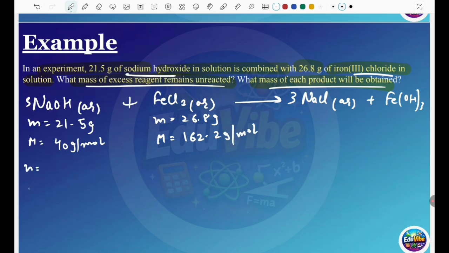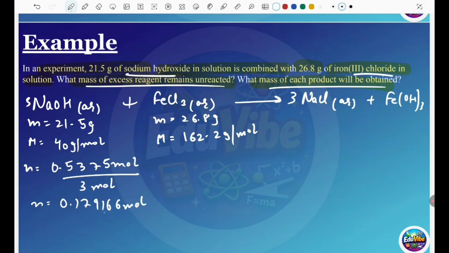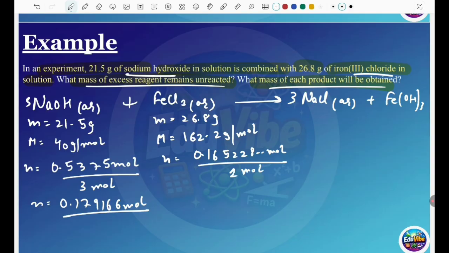Now you have to find the moles. Divide 21.5 by 40, you will get 0.5375 moles. But now you have a coefficient of 3 for that, so you have to divide this by 3, and your final answer is 0.179166 moles. For FeCl3, 26.8 divided by 162.2 grams per mole, you will get 0.165228 moles. You divide this by 1, because there's only 1 over there. Your final answer will be 0.165228 moles.